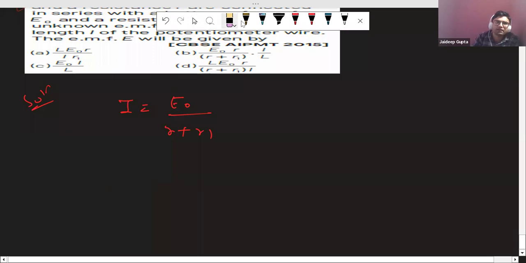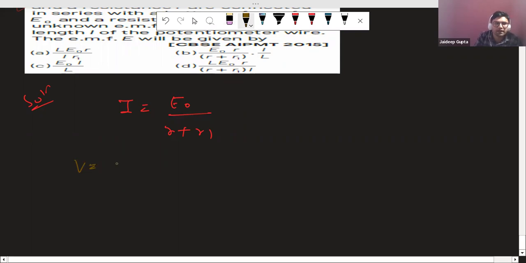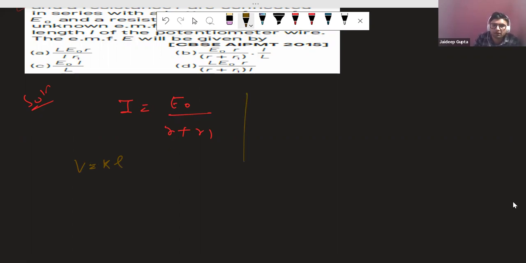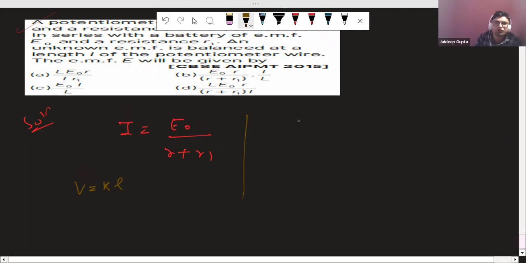We need potential gradient. So what is potential gradient? P equals K times L. How to calculate K? K equals V over L, and V equals IR.